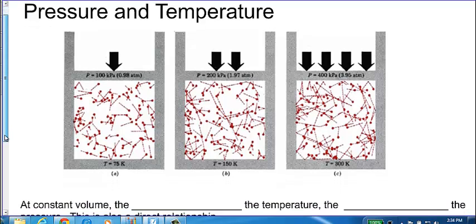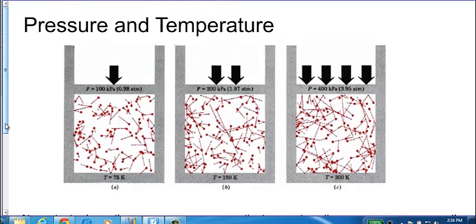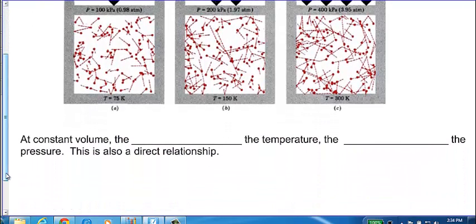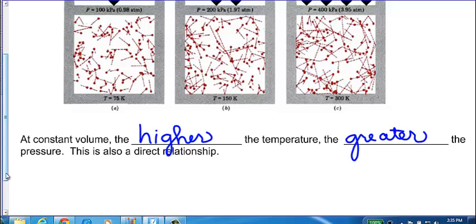The final law is called Gay-Lussac's law, and he investigated the relationship between pressure and temperature. In order to keep the volume constant, the higher the temperature, the greater the pressure. Right? If you heat a gas in a closed container, you can see here, here's the idea.